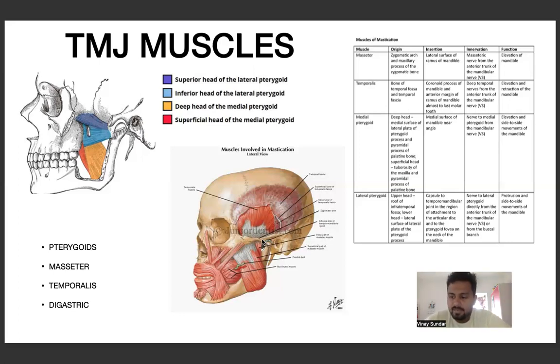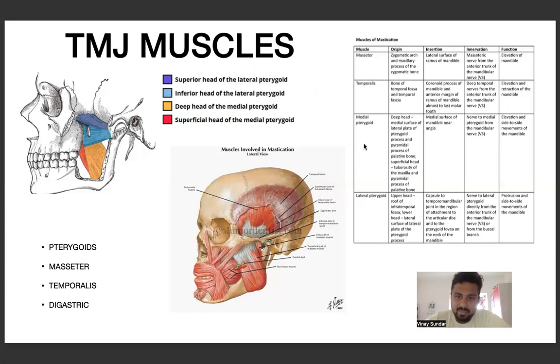Now, medial pterygoid and lateral pterygoid. Okay, there are two muscles. The only thing you need to remember here is the origin of medial pterygoid. Medial pterygoid has two heads. It has a deep head and a superficial head. And the lateral pterygoid has an upper head and a lower head.